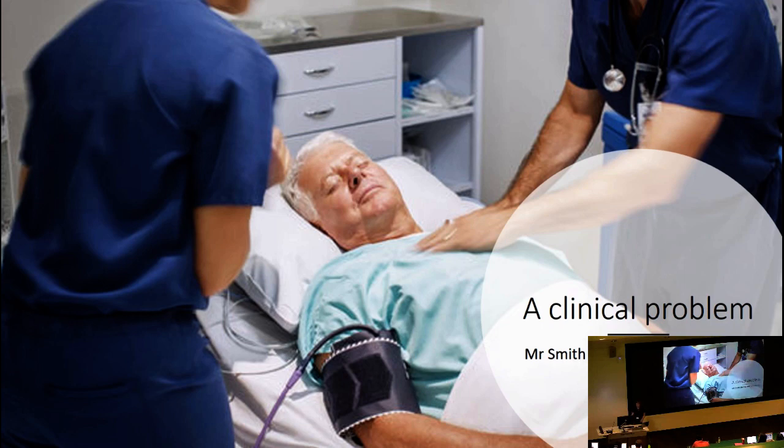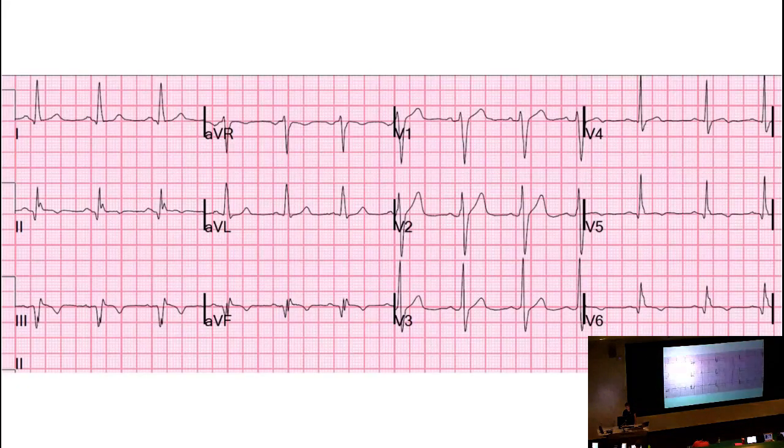Good. So what are those bad rhythms normally? VT and VF, excellent. So Mr. Smith gets electrocuted whilst this is on the monitor. So what's going on? Is that VT or VF? No, that's normal sinus rhythm.